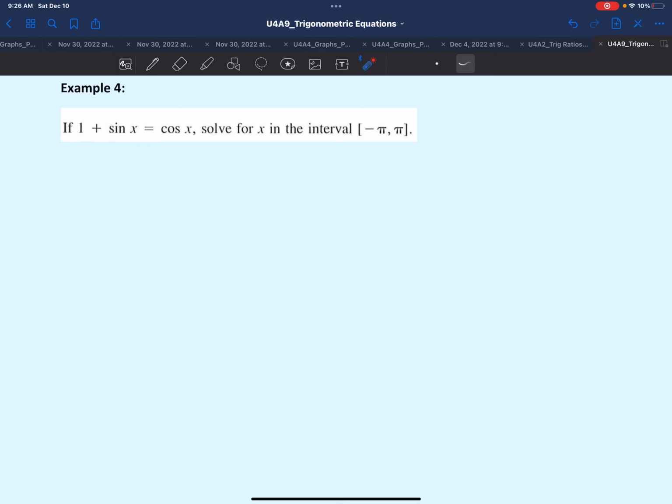We have arrived to the very last example of this very long lesson. And this time we are solving the equation 1 plus sine x equals cosine of x, where the unknown angle x is between negative pi and pi radians. As you can see here, we have two different ratios in the equation, and we prefer to have only one ratio. So we have to think of a formula that connects sine with cosine.